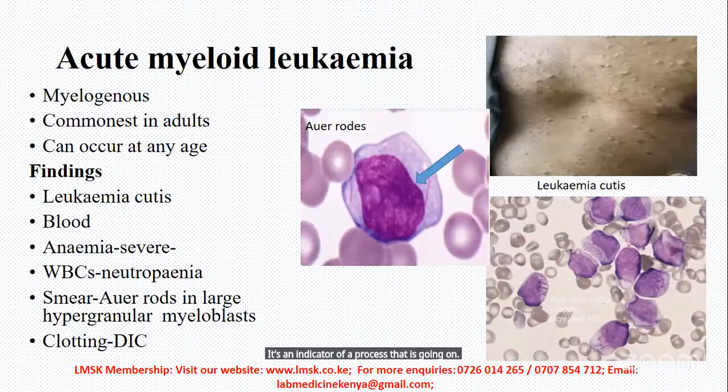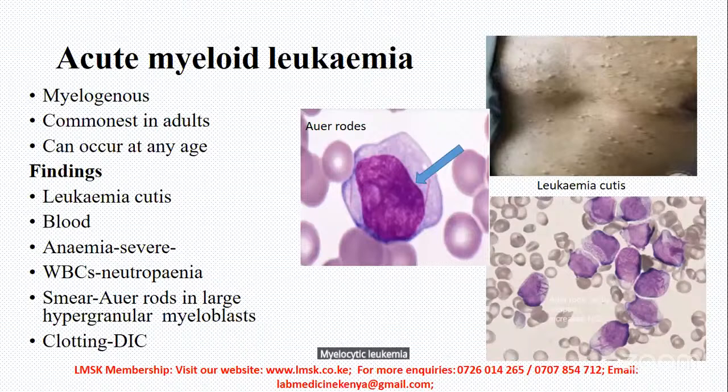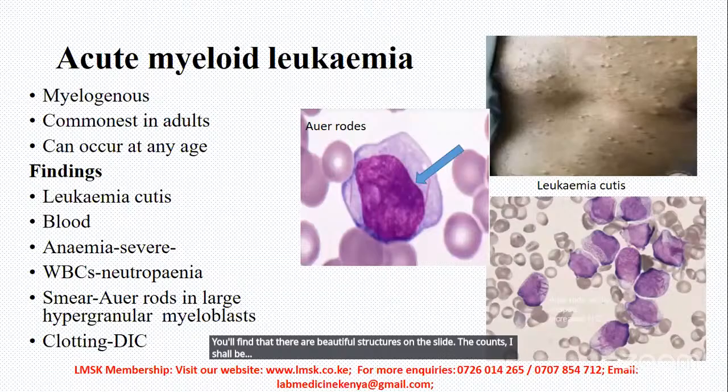Now in myelodysplastic series, we have acute and chronic. Acute myeloid is common in adults, but occasionally you can find it in children, a child of 14 years, 12. I found it even in a 6-year-old child with chronic myelocytic leukemia. And it is very interesting because in acute myelocytic leukemia, you will find that there are beautiful structures on the slide. The counts are usually very high on the machine.